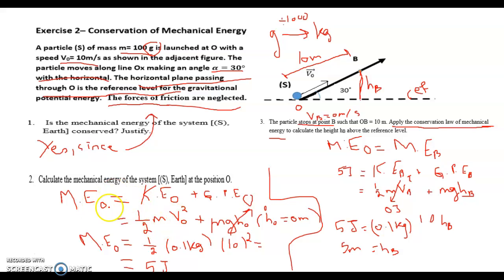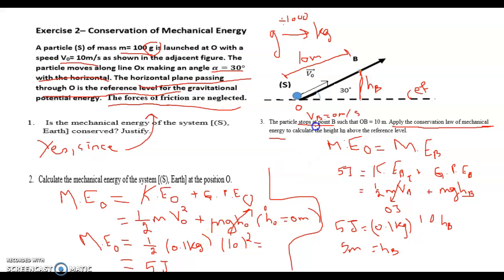Now here we say mechanical energy at O is equal to kinetic energy at O plus GPE at O, half m vO squared plus m g hO. As long as we are saying at position O, which is on the reference, the height is 0, and thus the gravitational potential energy is 0. So mechanical energy at O is half times 0.1 kilograms times 10 squared. We converted the grams into kilograms by dividing by 1000. We have to substitute the value in the SI unit. So half times 0.1 times 10 squared is 5 joules.